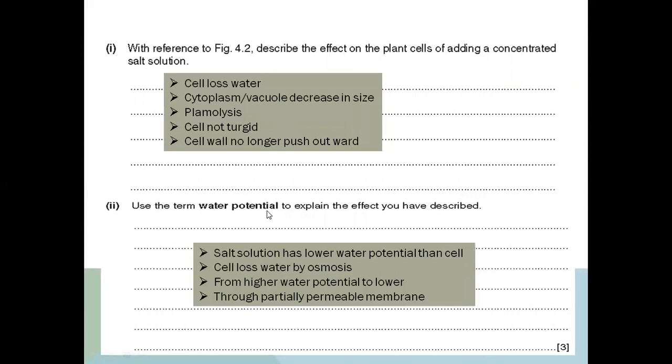The second question is water potential: explain the effect you have described. Okay, what is water potential? The salt solution has lower water potential than the cell. The cell lost water by osmosis from higher water potential to lower water potential. Water will move from higher water potential to lower water potential. It means that the water will move from dilute solution to concentrated solution. Okay, now it's osmosis, so the water is moving through a partially permeable membrane.